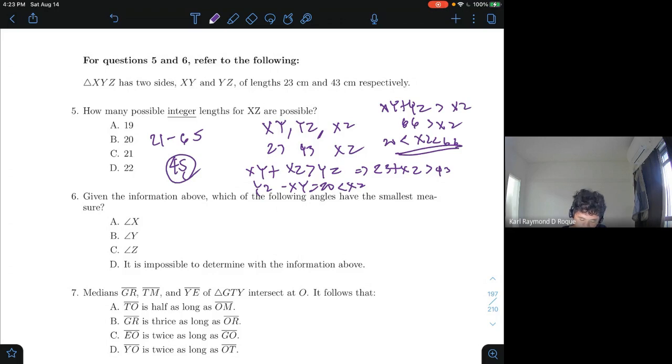Which of the following angles have the smallest measure? Hindi natin alam kasi hindi natin alam how exactly big is XZ. If we look at the possible measures of XZ, pwedeng siya yung pinakamaliit na side, so it means na yung side opposite it, it's the smallest angle, or otherwise so.